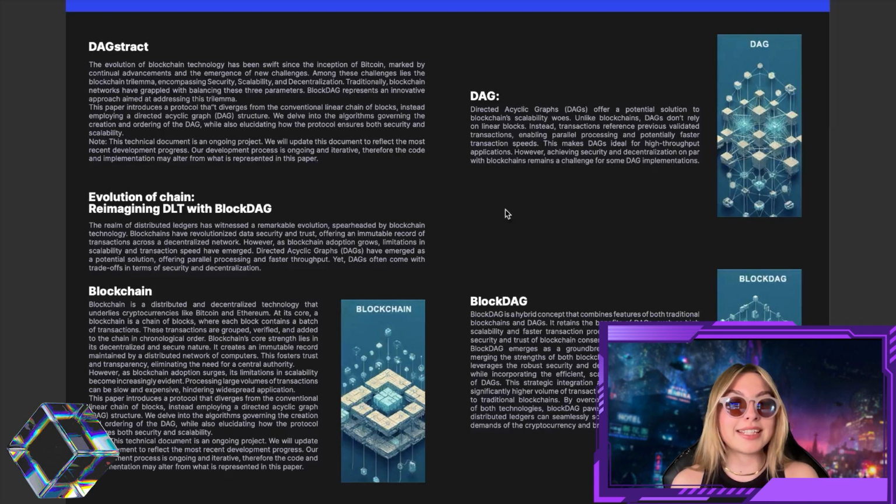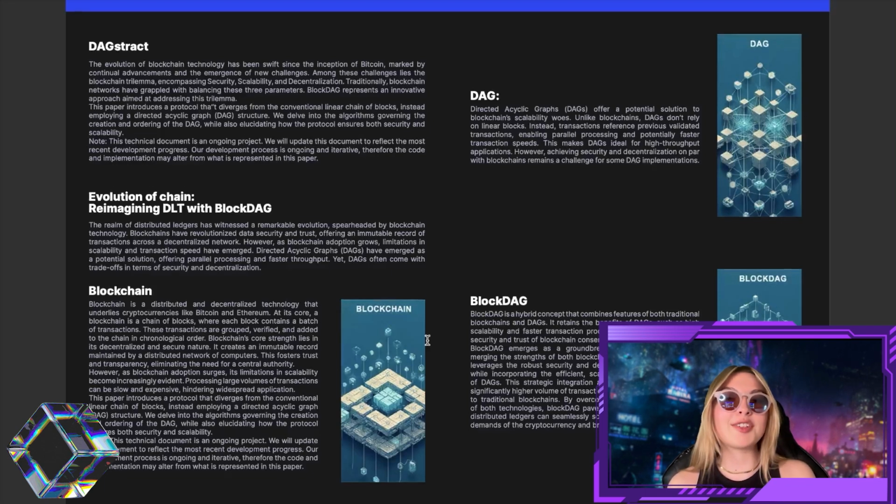We have more about the DAG over here, and BlockDAG essentially is a hybrid concept that combines features of both traditional blockchains and DAGs. It retains the benefits of DAGs, such as high scalability and faster transaction processing, while integrating the security and trust of blockchain consensus mechanisms. So it's literally the best of both worlds, combined into one, and it creates this incredible project that we see before us, and all of their incredible operations once again.